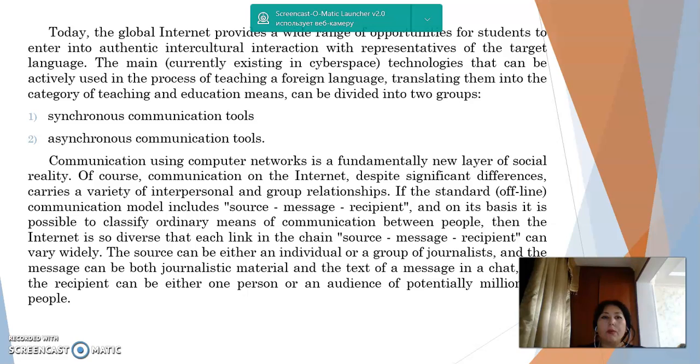If the standard offline communication model includes source, message, recipient, and on its basis it is possible to classify ordinary means of communication between people, then the Internet is so diverse that each link in the chain, source, message, recipient, can vary widely. The source can be either an individual or a group of journalists, and the message can be both journalistic material and the text of a message in the chat, and the recipient can be either one person or an audience of potentially millions of people.